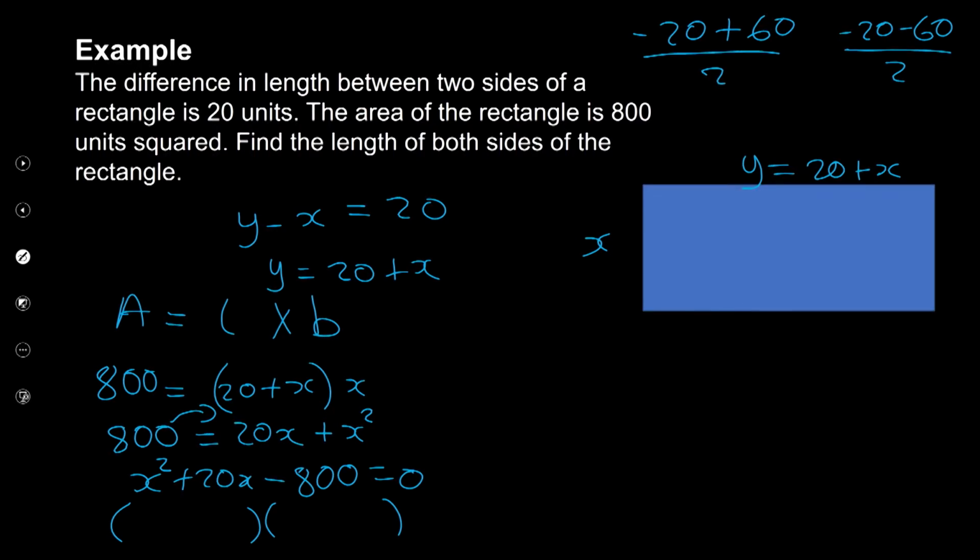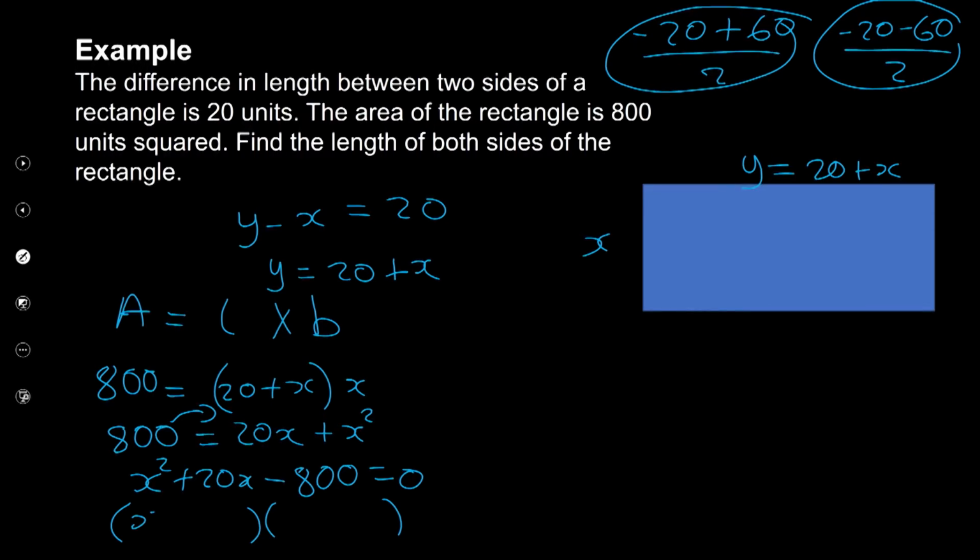You don't really need to do this. This is just me trying to do my own mental math, but you can just use a calculator. So this here will give me 40, and this will give me 20 rather, and this will give me 40, right? So it will be negative 20 plus 60, which is 40 over 2, and that will give me 20.